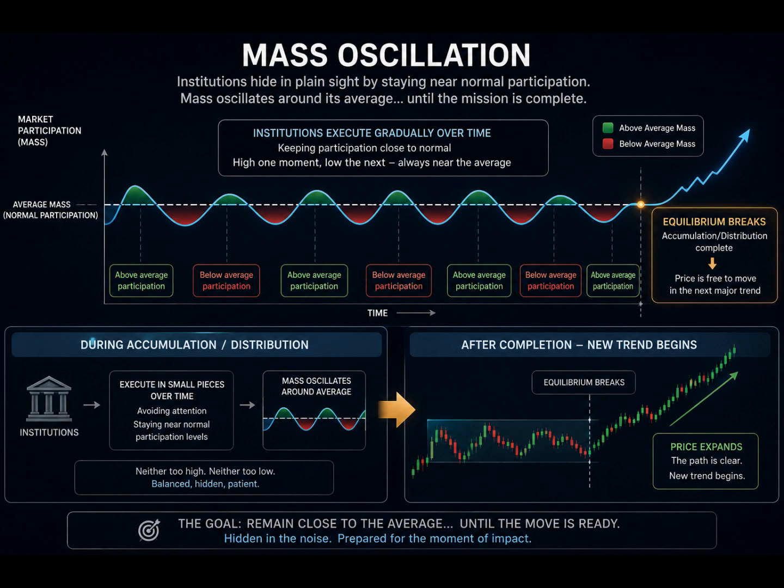Large institutional participants rarely reveal their intentions. Buying an entire position at once would expose their activity. Instead, they distribute execution over time. Their objective is to remain close to the market's normal participation level. Consequently, mass naturally oscillates around its average, neither excessively high nor excessively low. Once accumulation or distribution is complete, the equilibrium breaks, allowing price to begin its next major move.